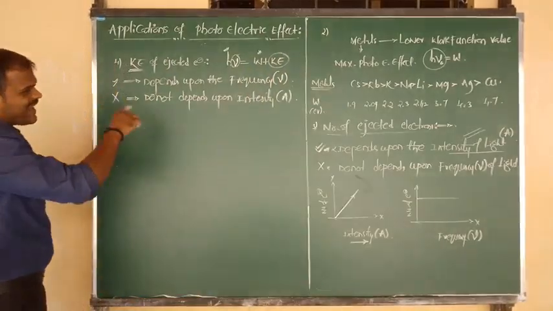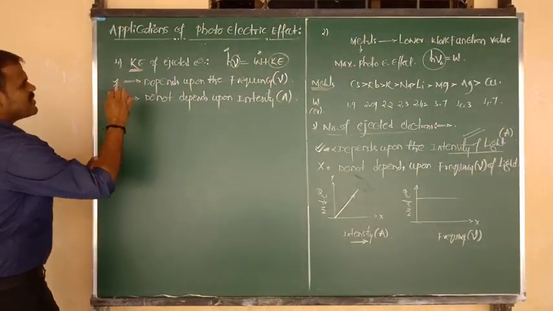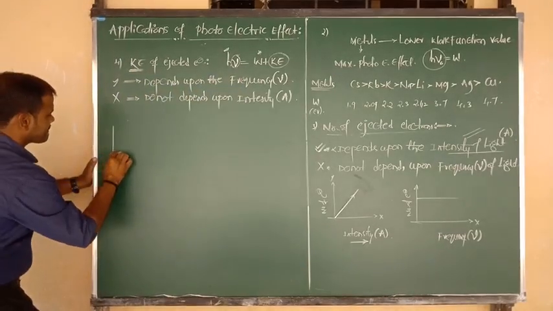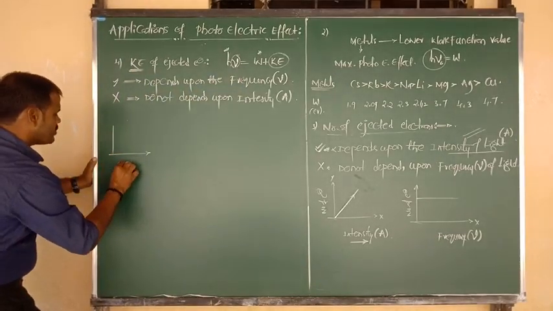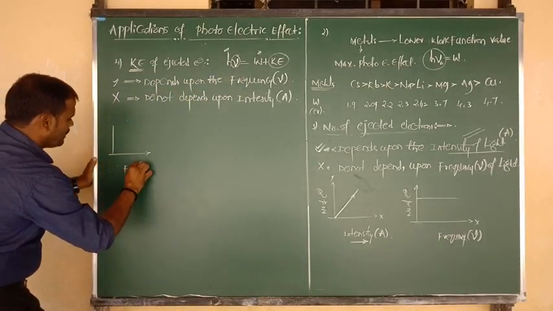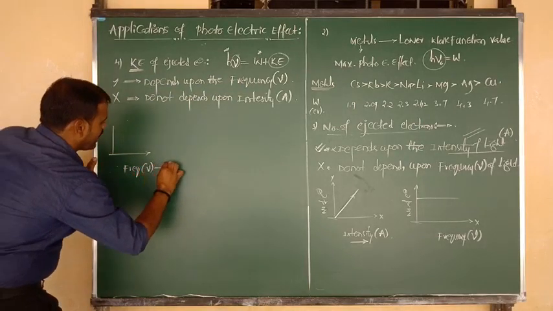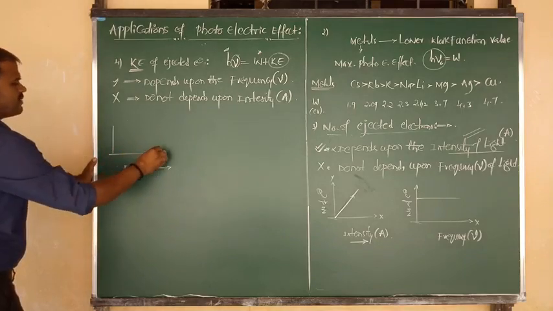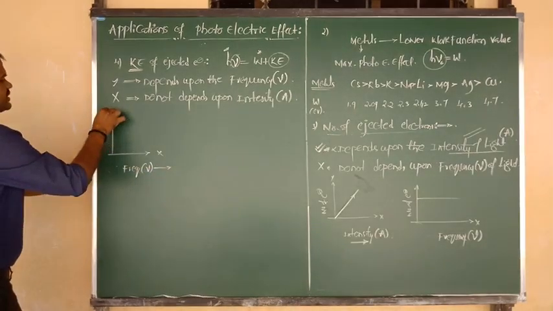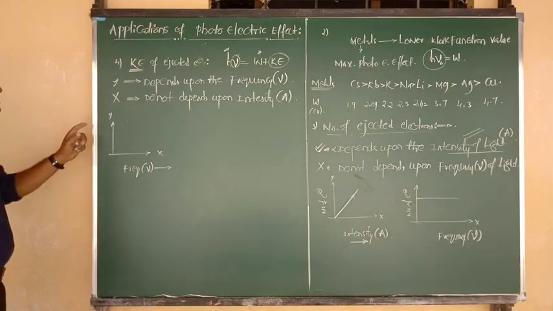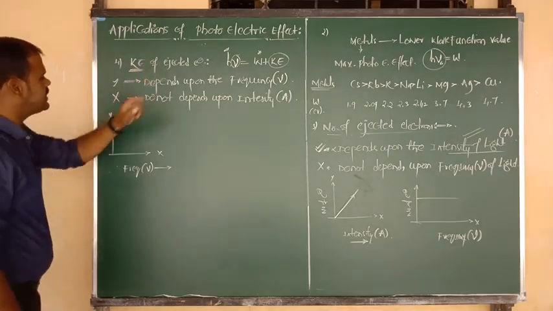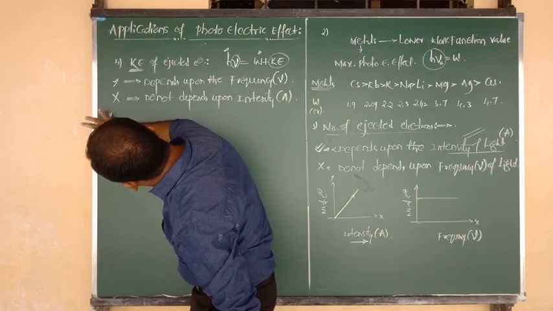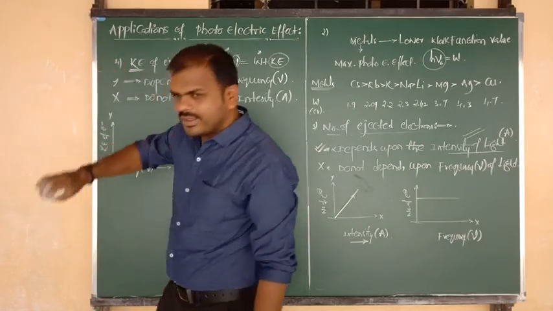Again I am going to show you two different graphs. First of all, kinetic energy versus frequency. Here I am going to write the frequency on the x dimension, and on the y dimension we are going to consider the kinetic energy of the ejected electrons, or simply the kinetic energy of the electron.